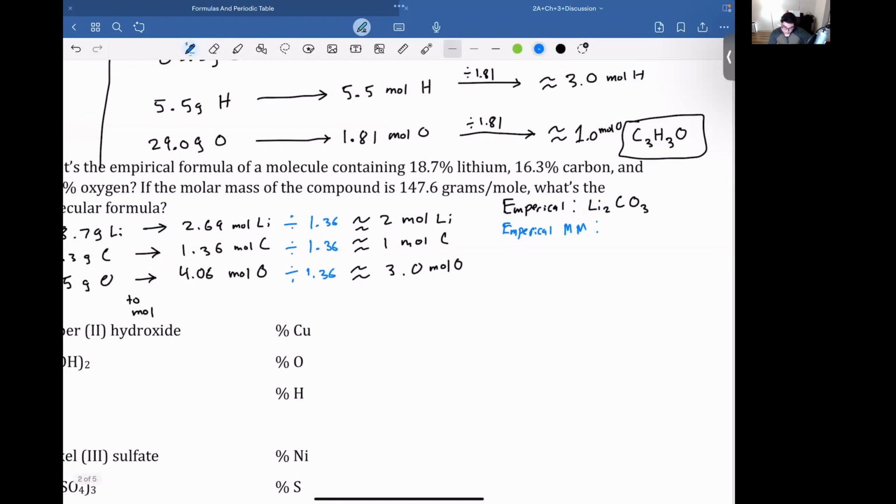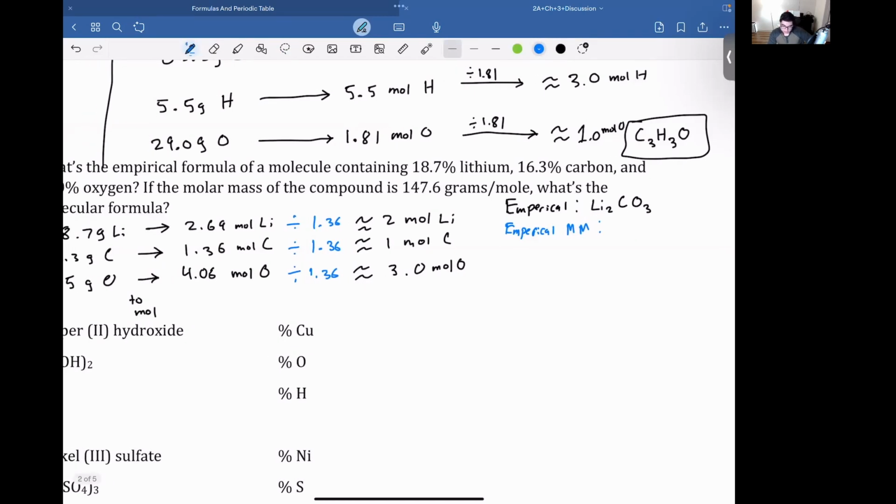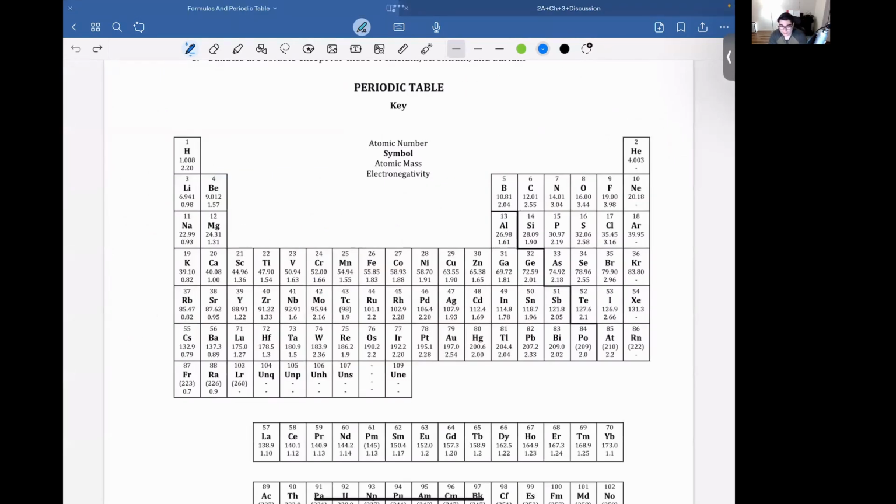Of our compound. So the empirical molar mass, right? If you just add these up on the periodic table, so this is the next step that you have to do. You'll see why. Let's see. Lithium is 6.941 plus carbon, which is 12, plus 3 oxygens, which is 48, 3 times 16.